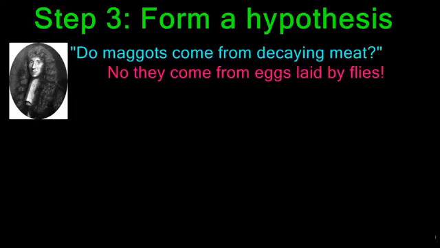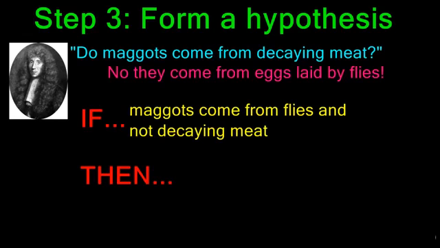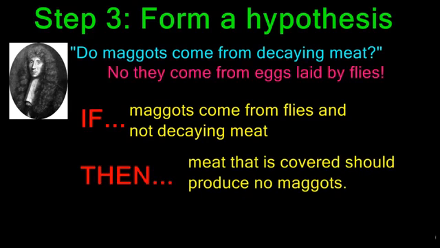But rather than just phrase the question like this, we'll put it in an if-then format. So, as far as Redi is concerned, if maggots come from flies and not decaying meat, then meat that is covered should produce no maggots. This gives him a good outline for designing an experiment to answer his question.